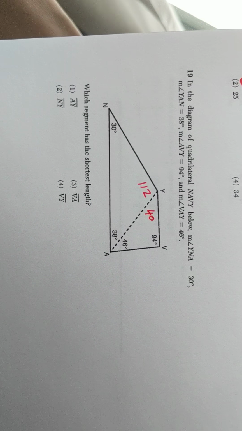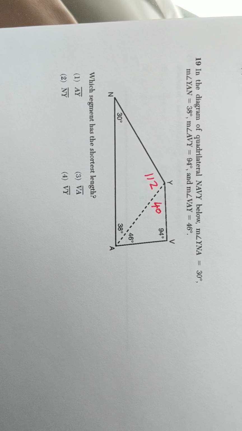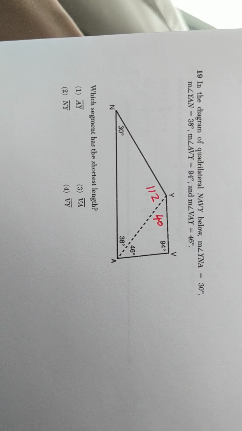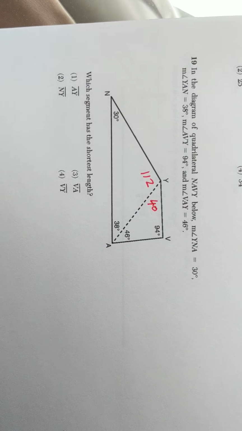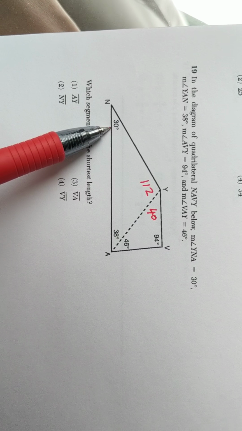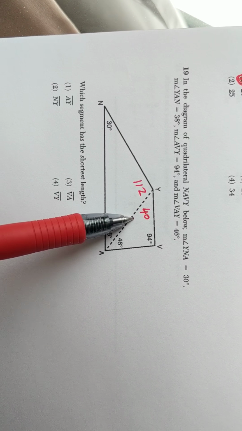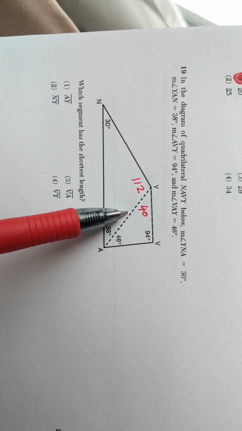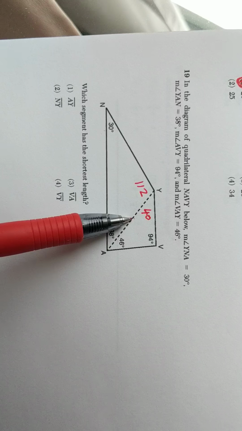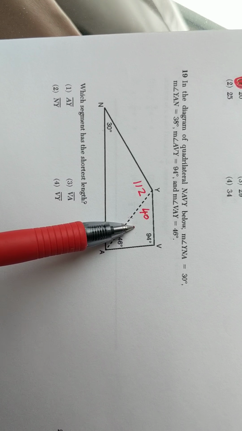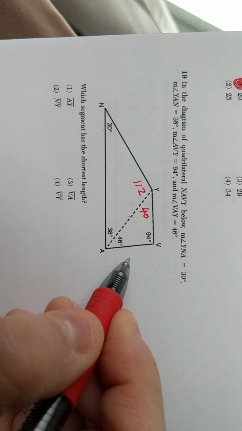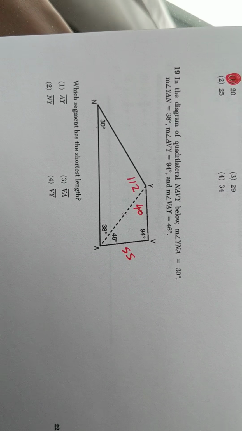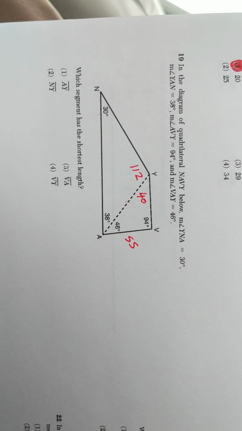Which segment has the shortest length? Well, a little secret for you. The shortest length is always across from the smallest angle. Now, 30 is the smallest angle in the whole picture, which means that this is the shortest side. But then when you look at the next triangle, this clearly is not the shortest side. So we go to the smallest angle in this triangle, making this the shortest side. So VA is my choice, 19.